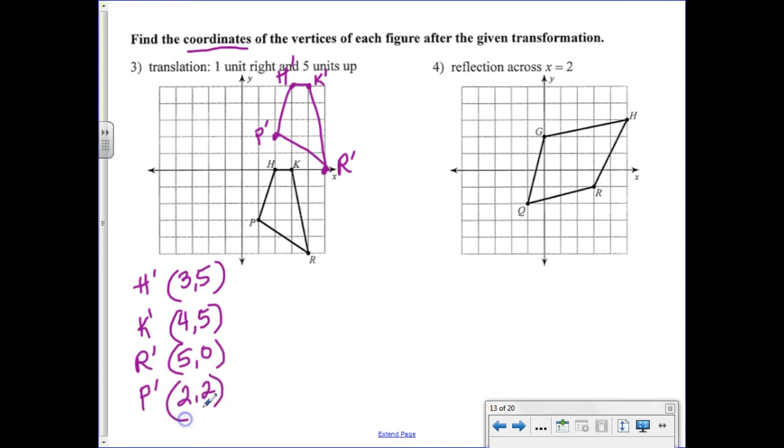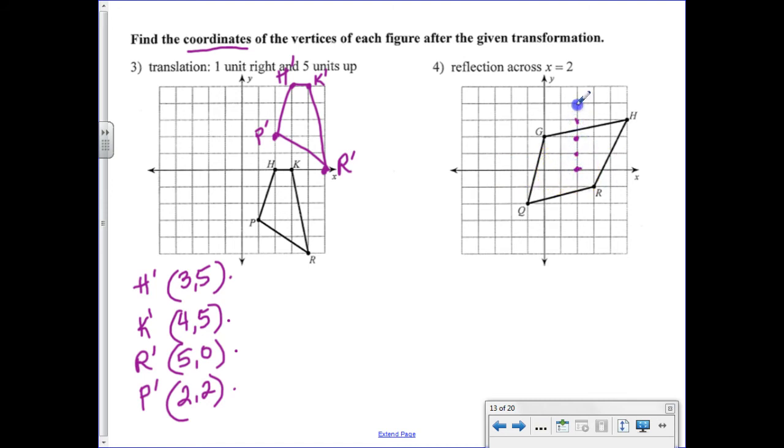Excellent. Can't move that one or mess that one up. So there are the coordinates of the new translated figure. For number 4, this one is going to be reflected across this line, x equals 2. Now hold on. Here's my x-axis, and here is where x equals 2.